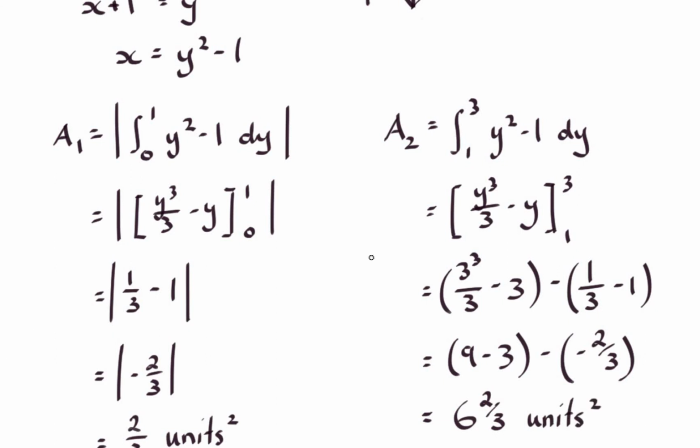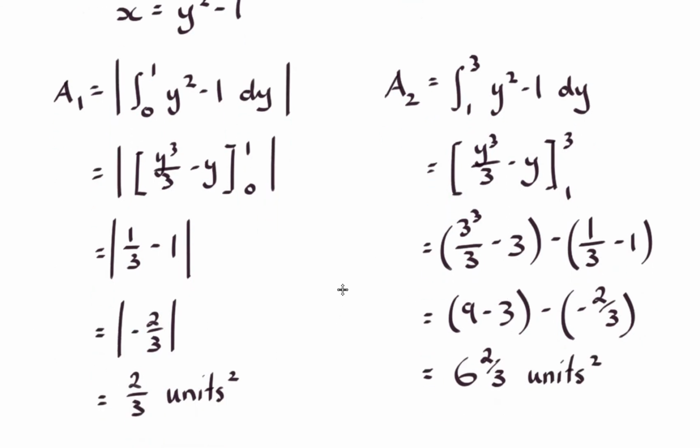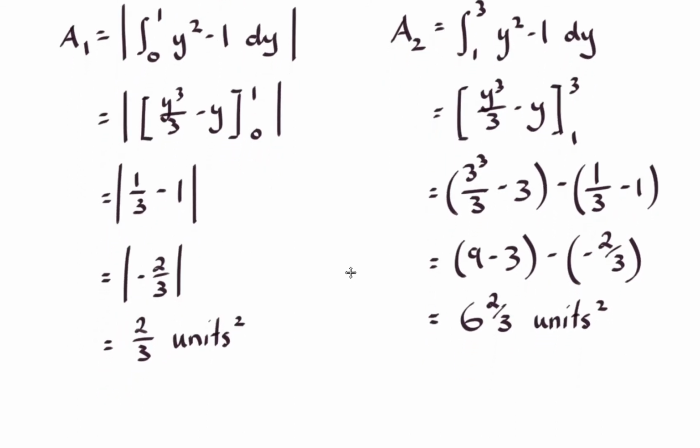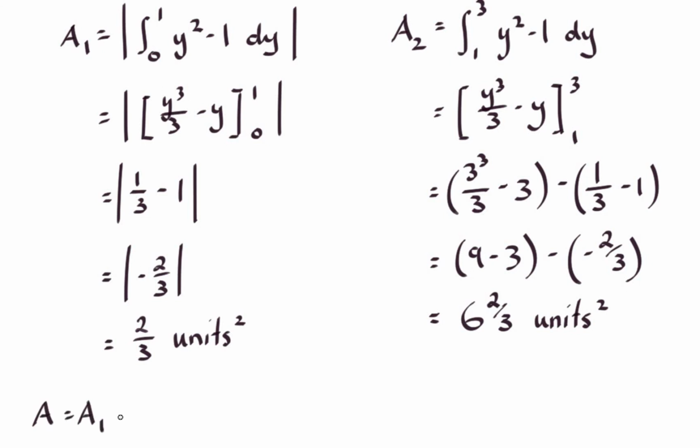Now these are our two individual areas, but of course we are after the total area. So the total area is the sum of A1 and A2, which is 2/3 plus 6 2/3. And so that gives us a final answer of 7 1/3. And there we have it.